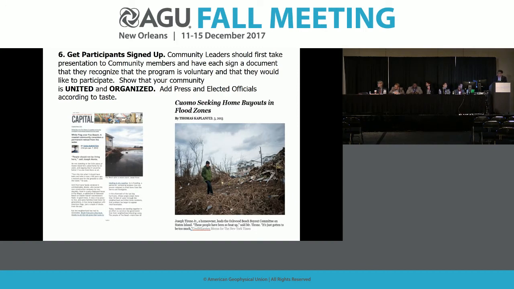Next, we got the participants signed up. Community leaders should first take the presentation to the community members and have each sign a document recognizing that the program is voluntary and that they would like to participate. Show that your community is united and organized. By them signing this document, that showed that we were united. Everyone said, I want to be a part of this. Then, in the slide before that, in the method 5, we had the document that we wanted to present, so it showed that we were organized. And actually, the governor recognized that by using those same two words, saying we're buying them out because they're united and they're organized.